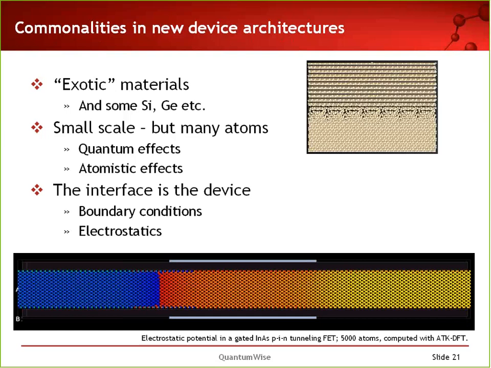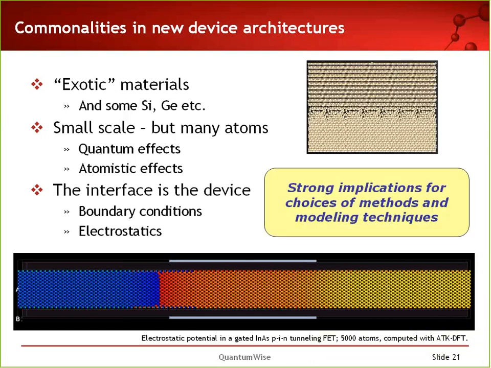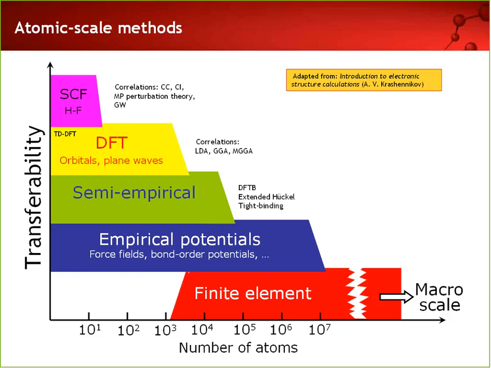We are on the small scale, but we're still dealing with many atoms. It's not 1 or 2 or 6 or 10 atoms. It's several hundred, several thousand, maybe several tens of thousands. But we still have to consider the quantum effects, and we have to treat it atomistically because we have the problem with individual defects, and we need to treat the interface and so on. The interface is the device. What does that mean? Well, it means we need to consider things like boundary conditions. We need to consider advanced electrostatics. And all of this combined, all of this at once. So these are strong implications for the choices of methods and modeling techniques, and that's what I will get into in the next segment.